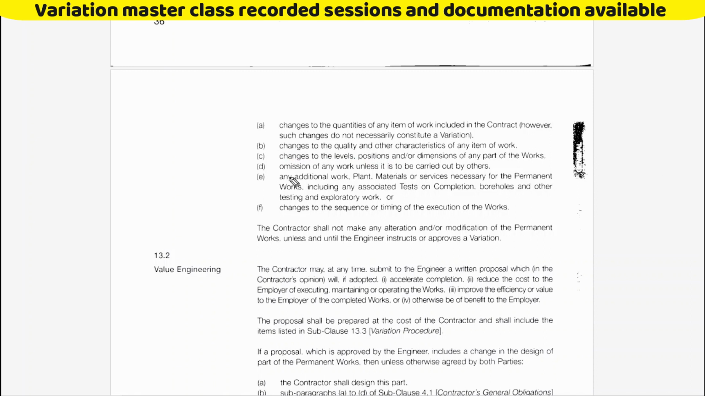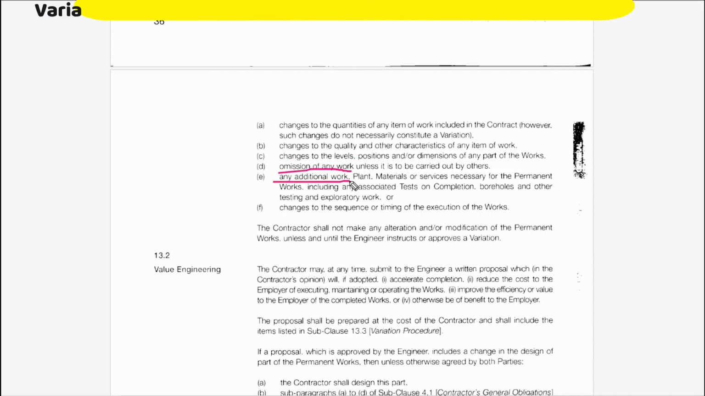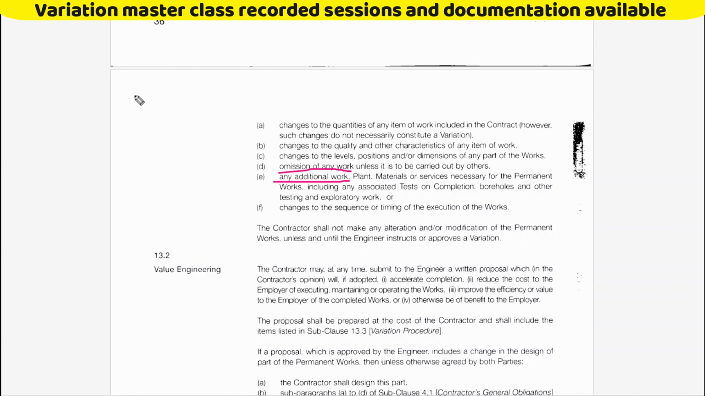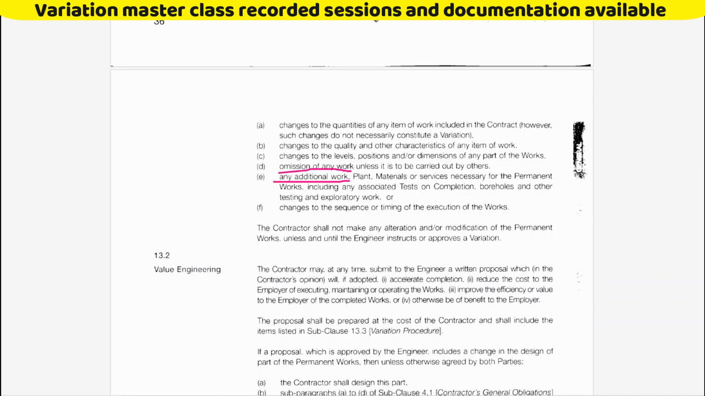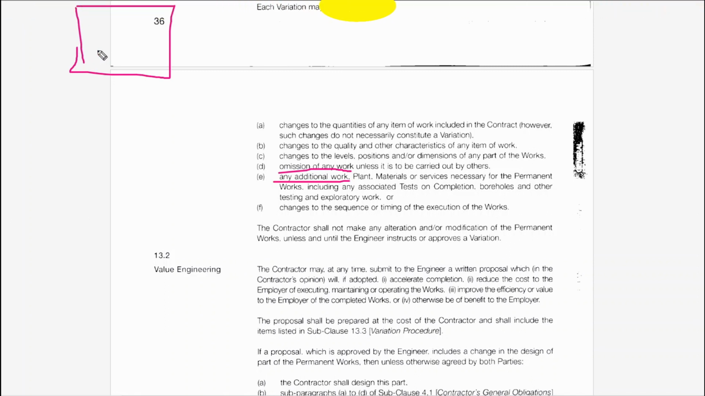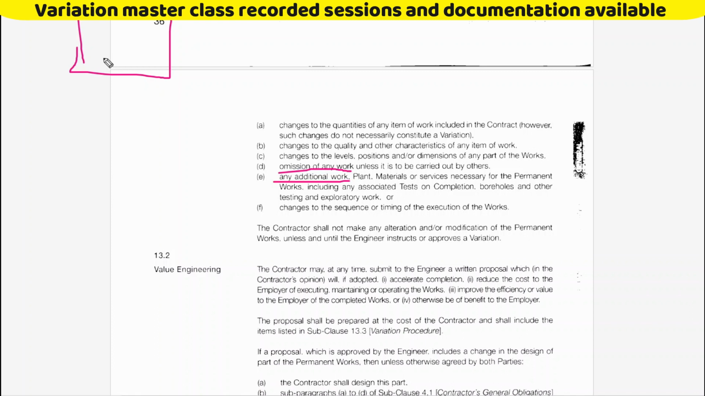And also you can see here the omission of work, and also they mention the addition of work. There are the two options, right? So the contractor signs the contract before starting the project. The contract document clearly mentions the scope of works, what the scope of works to be carried out under the contract is, something like this.